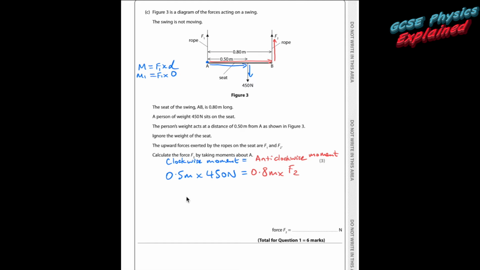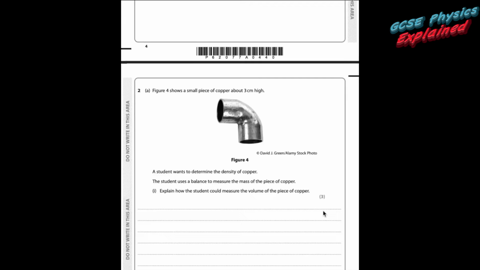So if we rearrange that, we'll have 0.5 metres times 450 newtons divided by 0.8 metres will give us F2. So we'll pop that in the calculator, and that's 281.25 newtons. We knew it was in equilibrium because it said the swing's not moving.